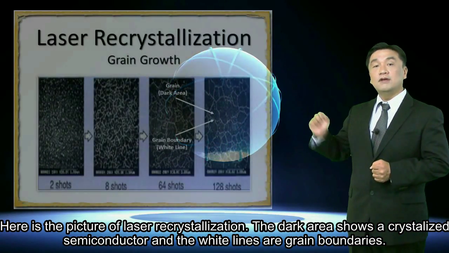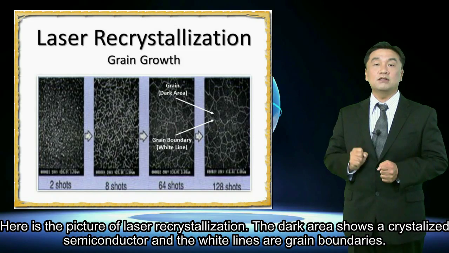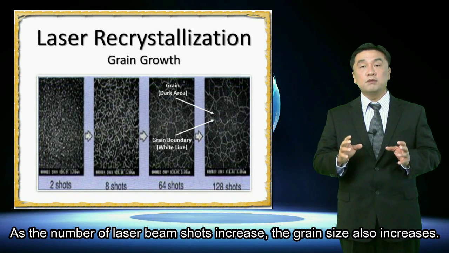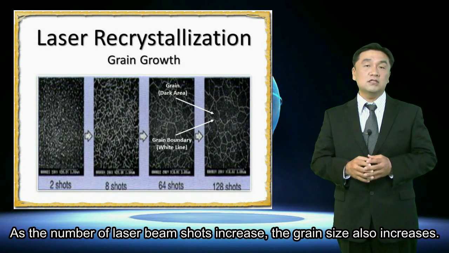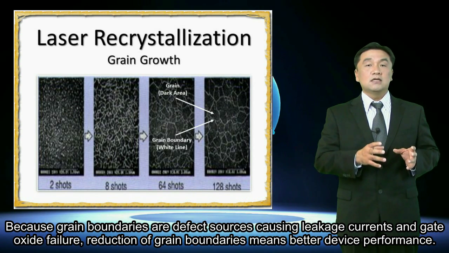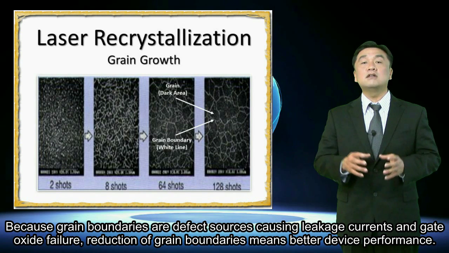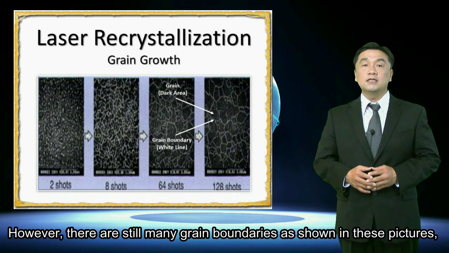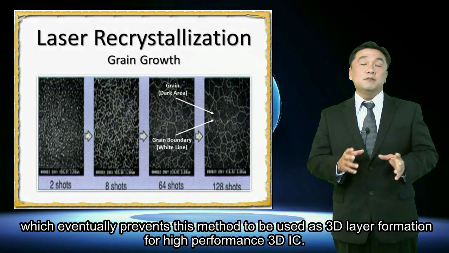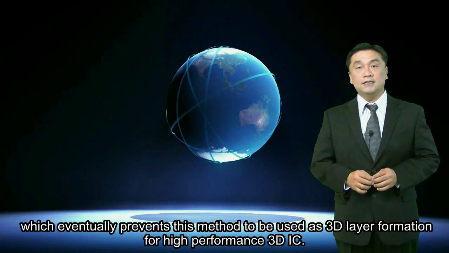Here is a picture of laser recrystallization. The dark area shows a crystallized semiconductor and the white lines are grain boundaries. As the number of laser beam shots increases, the grain size also increases. Because the grain boundaries are defect sources causing leakage currents and gate oxide failure, reduction of grain boundaries means better device performance. However, there are still many grain boundaries as shown in these pictures, which eventually prevents this method from being used as 3D layer formation for high performance 3D IC.